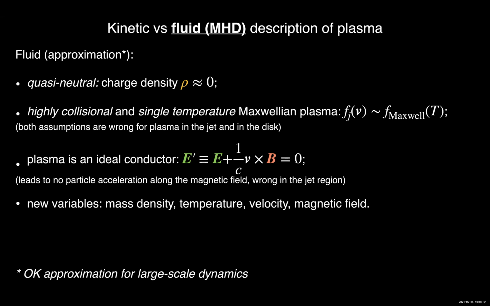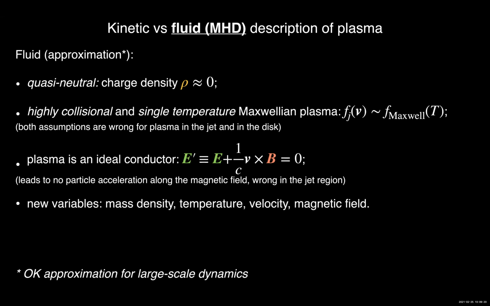Once it's screened in the lab frame, you get this nice equation in flat spacetime: electric field plus V cross B is zero. The drawback is that this doesn't really describe much of the acceleration of the particles, at least inside the jet. And in the case when the charge density is not negligible inside the jet, this assumption is actually wrong.